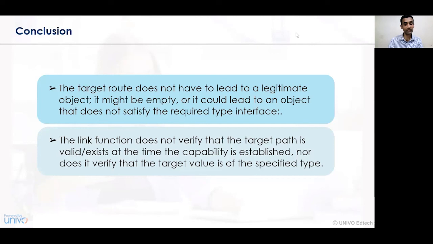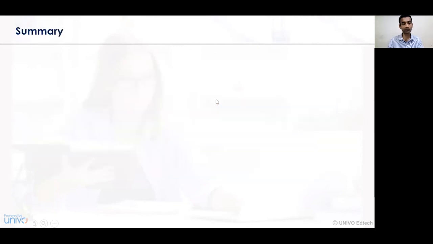The link function does not verify that the target path is valid or exists at the time the capability is established, nor does it verify that the target value is of a specified type. So it should be very clear what the target path is and how those activities are being conducted in a well coordinated way. For those considerations, the organization should be very functional and effective in understanding how all those activities, or a series of activities, can be completed in a better and well coordinated way, and how the process capability based control activities can be completed.